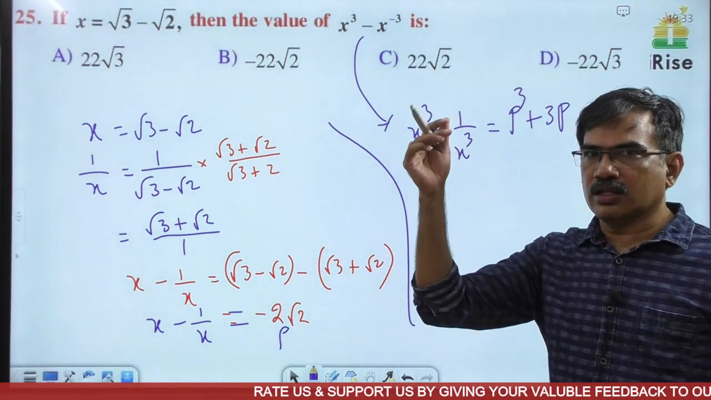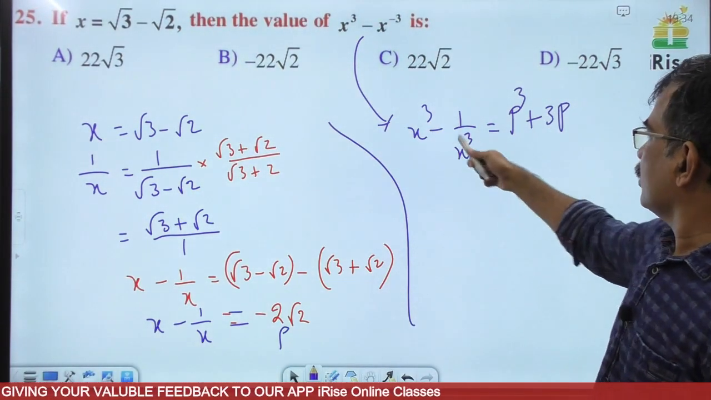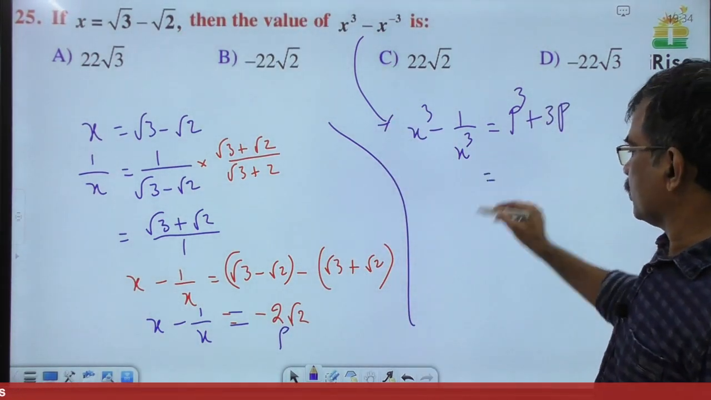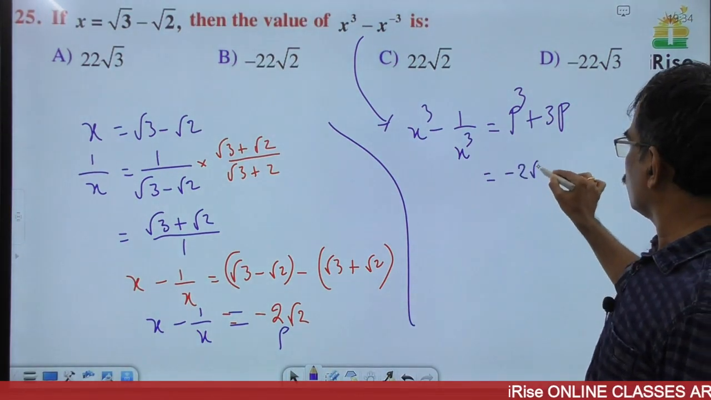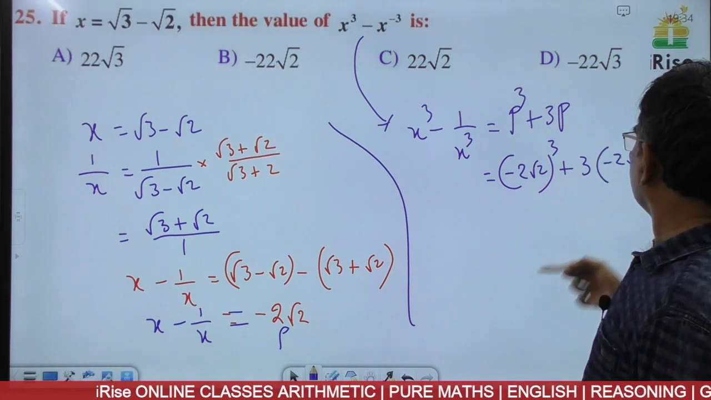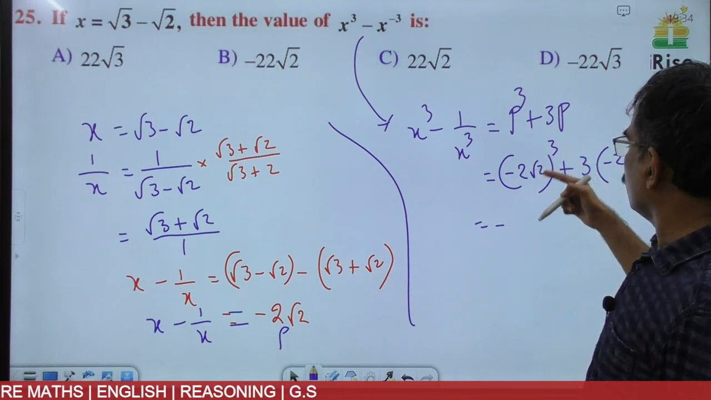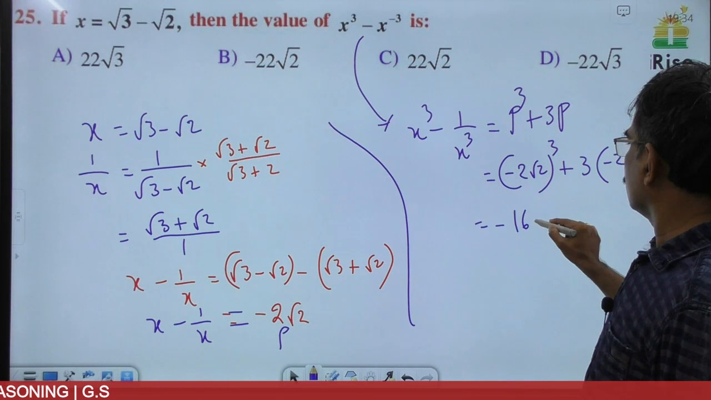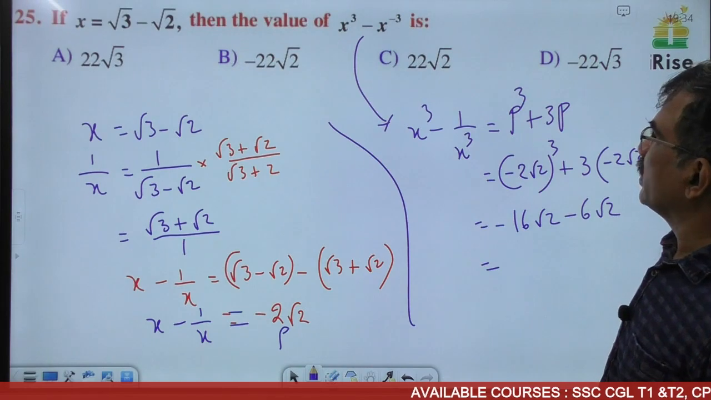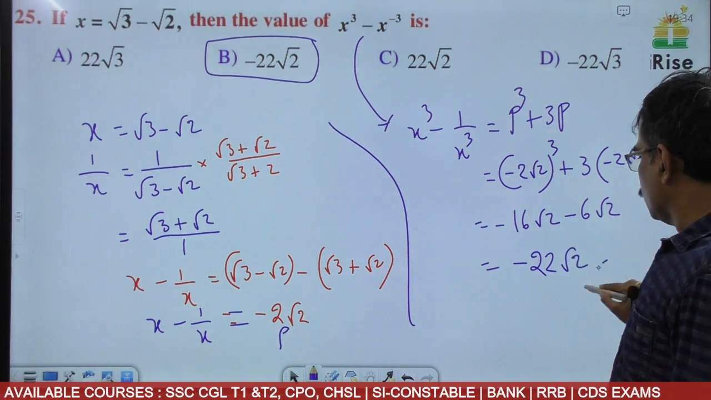Just remember all the formulae I have given in algebraic identities. x cube minus 1 by x cube is equal to p cube plus 3p if x minus 1 by x is p. So what is p cube? P cube is minus 2 root 2 whole cube plus 3 into minus 2 root 2. This is minus, what do we get here? 2 cube is 8, root 2 whole cube is 2 root 2. 8 times 2 root 2 is 16 root 2, minus 6 root 2. So the answer is minus 22 root 2.